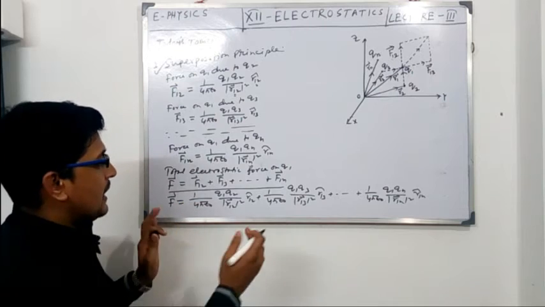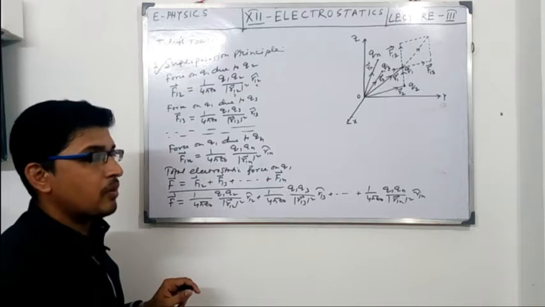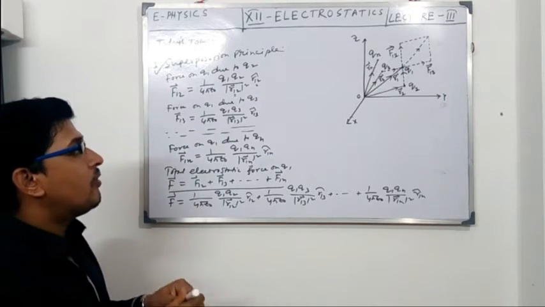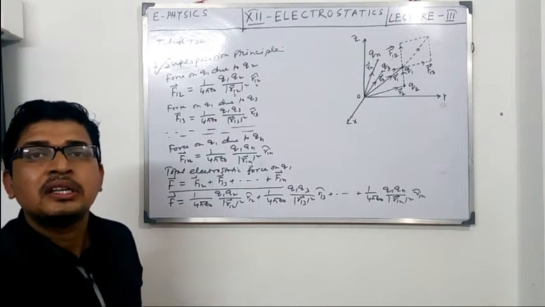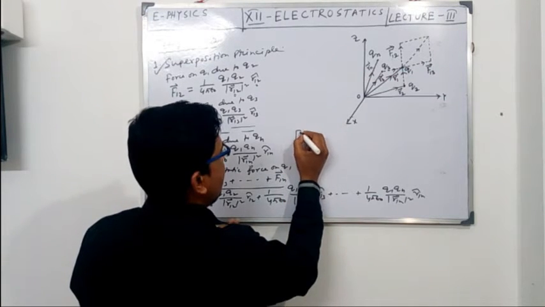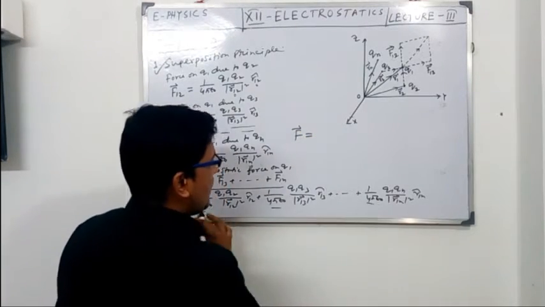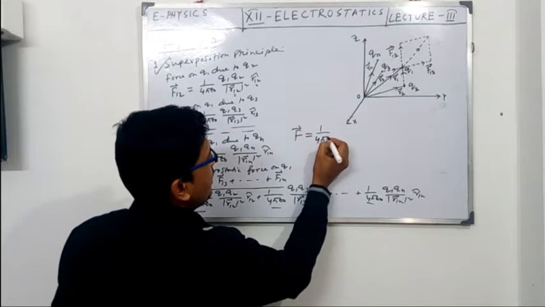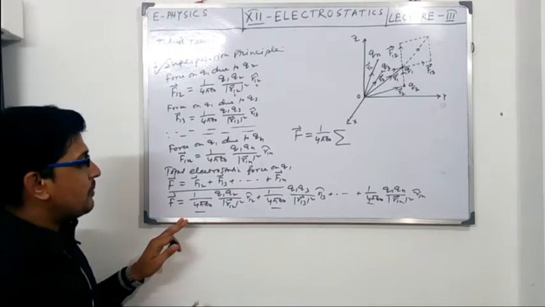Now we express this equation in summation form so that we can get a general expression of force on Q1 due to n number of charges around it. So F is equals to 1 by 4 pi epsilon naught, which comes in every equation, so we take it outside. Now the sum. So how will we sum this?